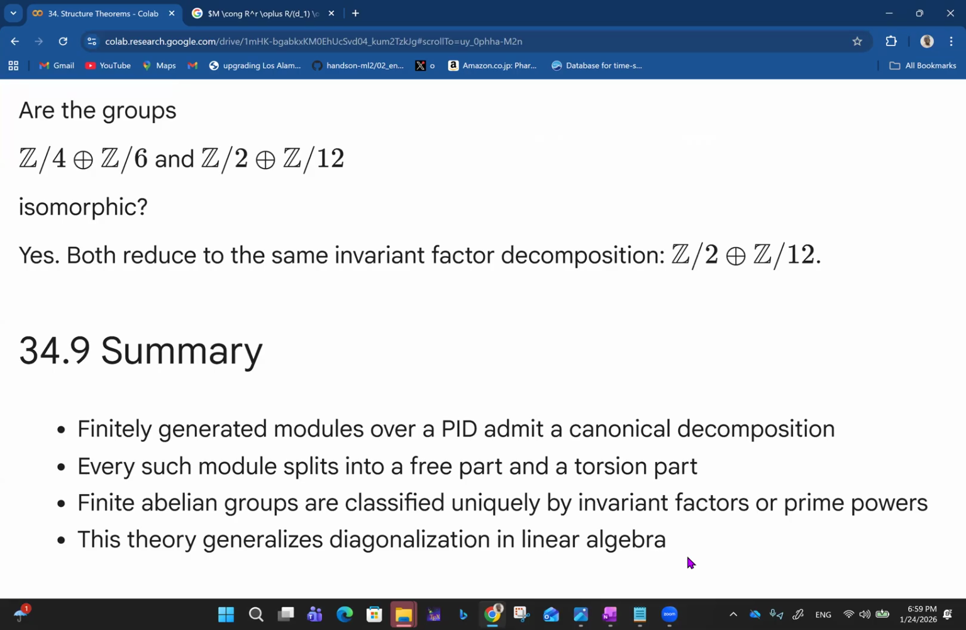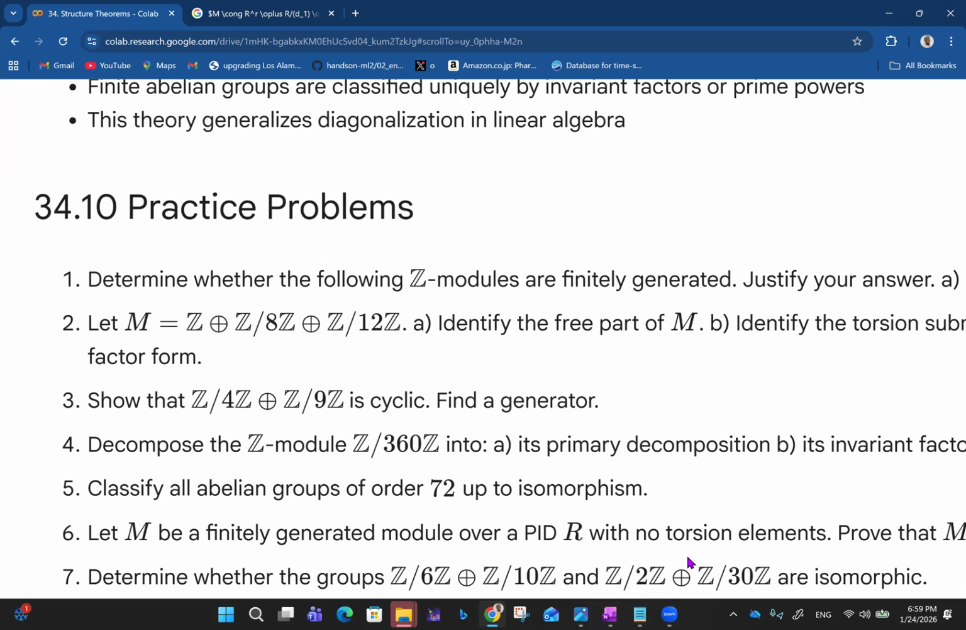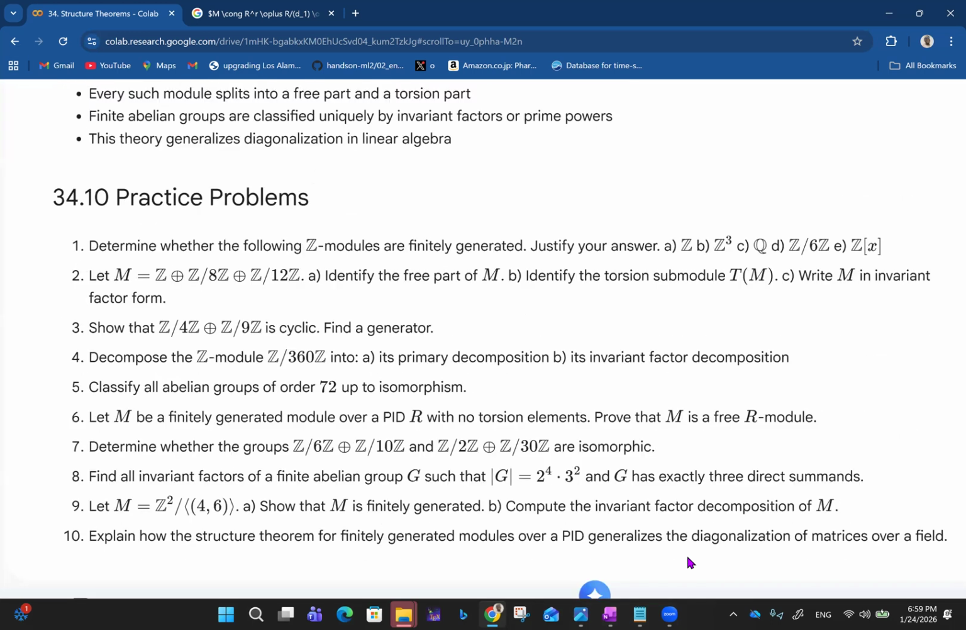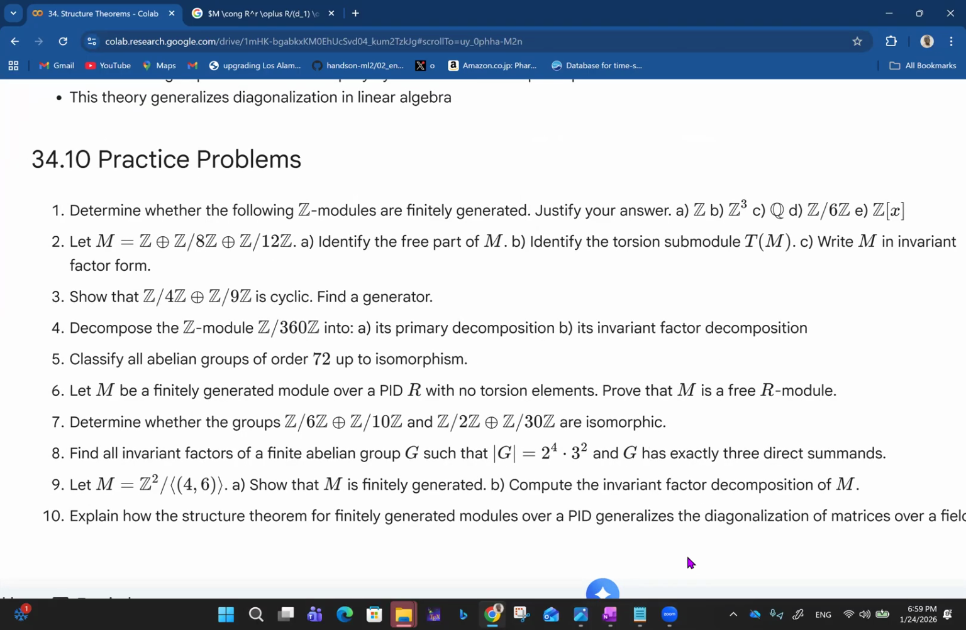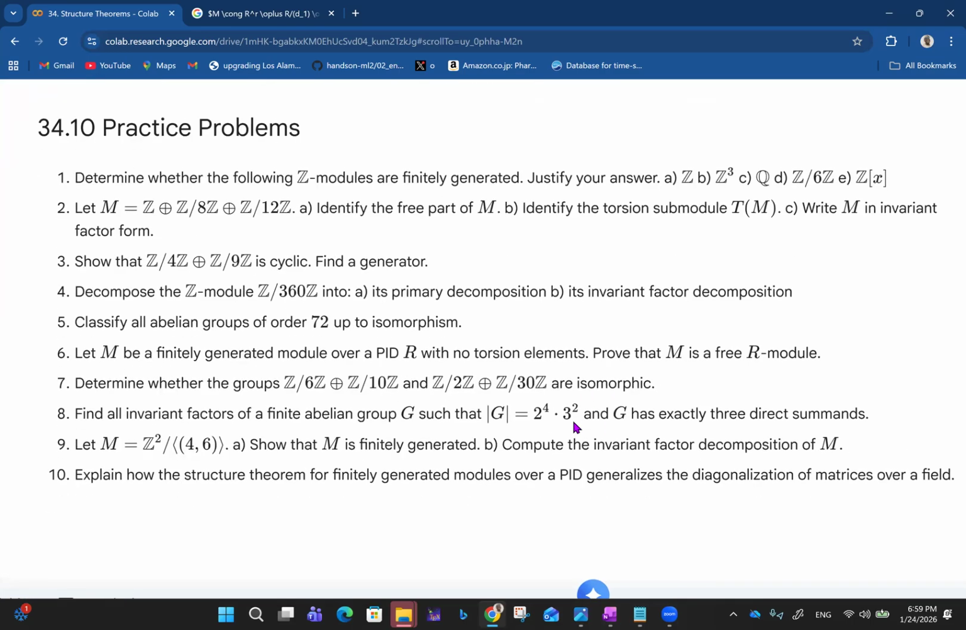I'm going to do the next playlist on linear algebra, which should have preceded this, by the way, but it's okay. So, some practice problems. You want to check this out and see how to handle some of these things to see if you really have an understanding of all the things I've been talking about.